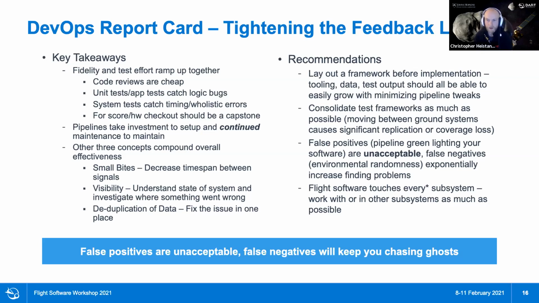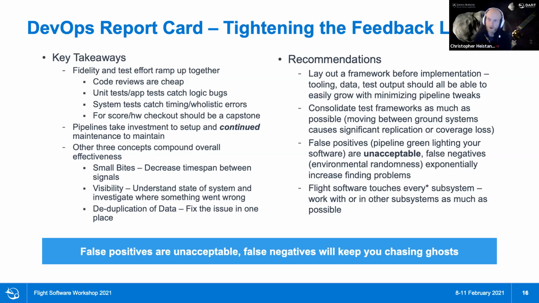Consolidate test frameworks. So on DART, we started with COSMOS. COSMOS was wonderful. We really enjoyed it. It has a really nice testing framework, but that's not our end ground system. And so at some point during the mission, we had a schism. We had to say, okay, all of the tests that we built for COSMOS, we can't use anymore. We have to port them, or basically just say that they're lost causes and move on. So consolidating your test frameworks is really, really important.